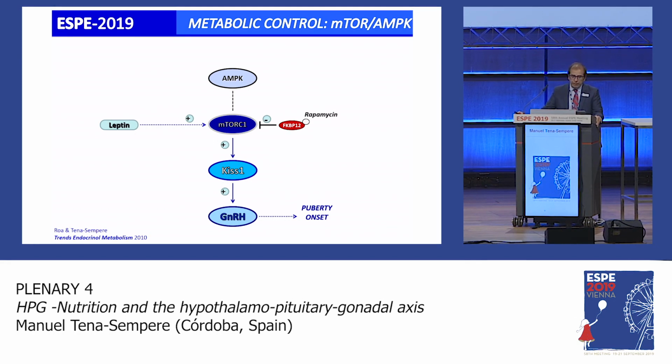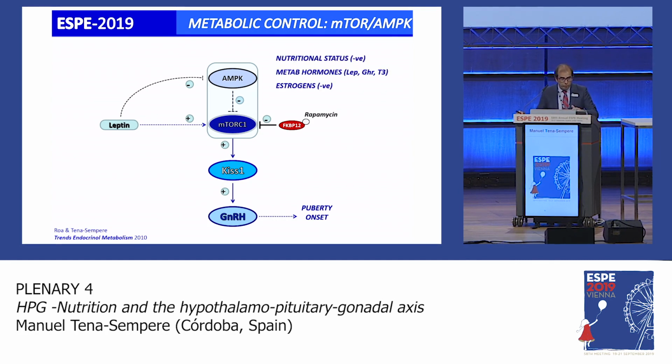And the interesting thing here is that these two sensors operate in a reciprocal manner. So conditions of energy excess, defined by excess of leptin, are activating mTOR and at the same time are inhibiting AMP kinase. And we have done a number of studies in which we have evaluated the potential interplay between AMP kinase and mTOR in regulating the KISS1 system as potential transducer of the actions of different nutritional factors, metabolic hormones, and sex hormones in the control of puberty onset.